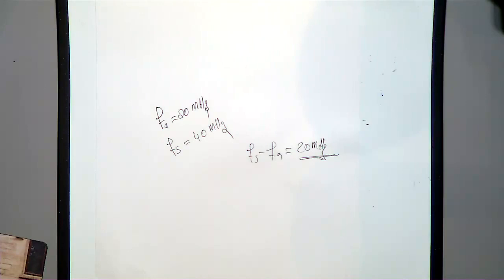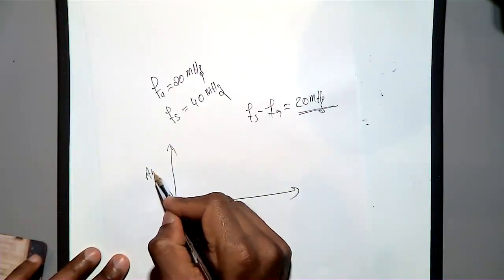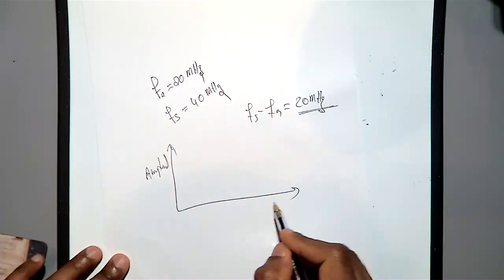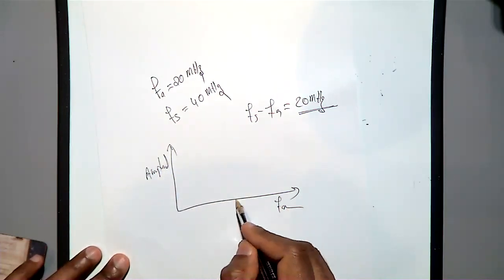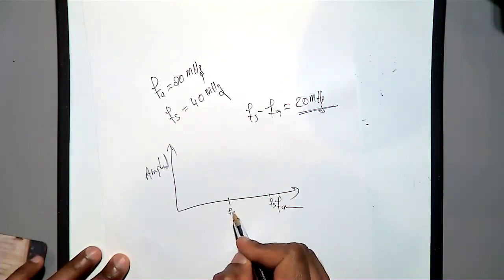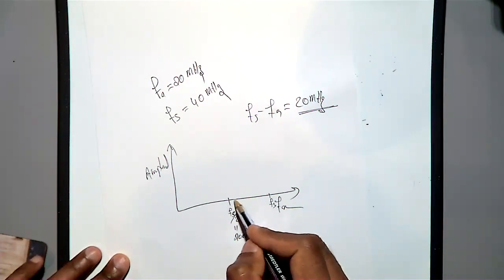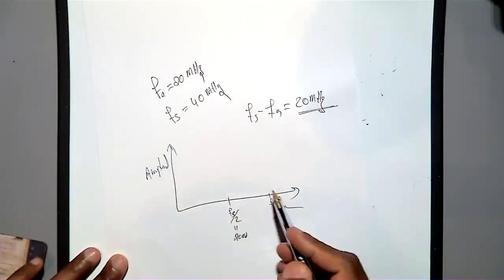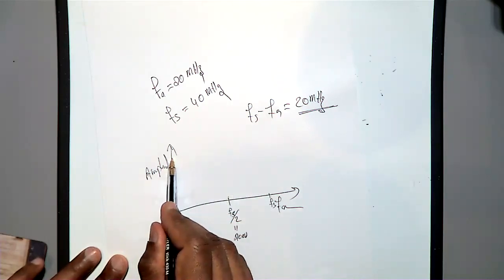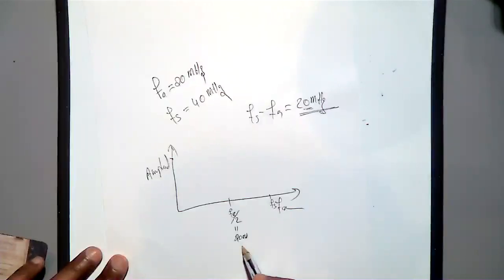So if you want to design a filter like this, then this is the amplitude, and then this is the frequency, and then this is fs by 2, that is equal to 20 megahertz. Then your frequency of interest is 20 megahertz. So then you need a stop band starting at 20. So your stop band should start from here. This is your stop band.